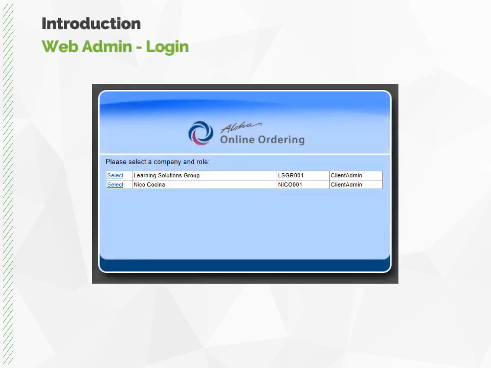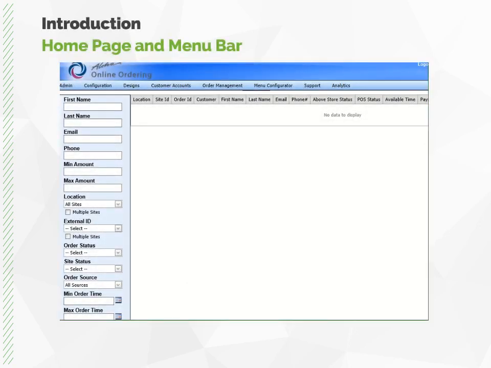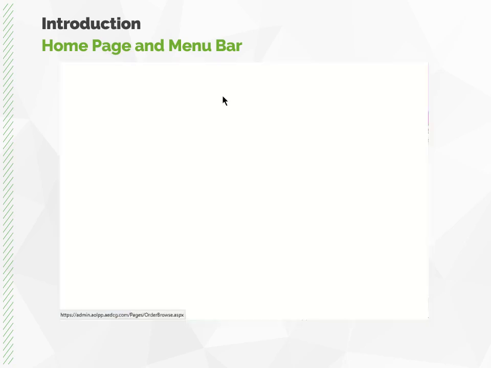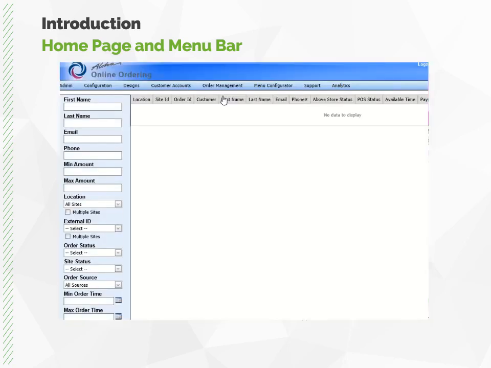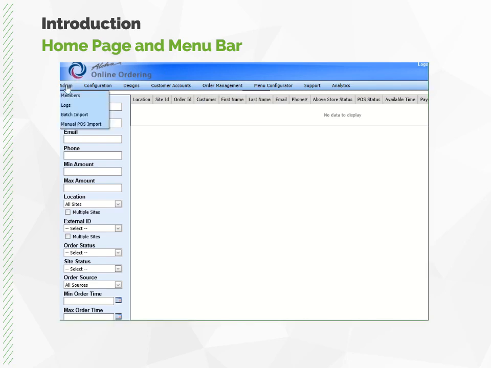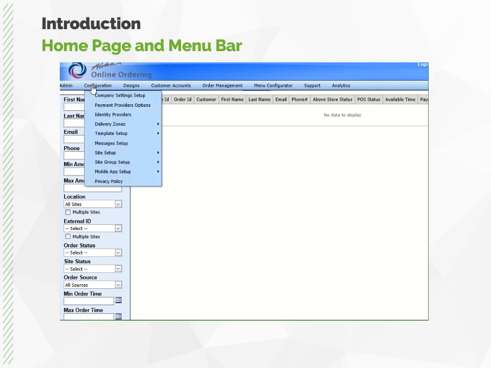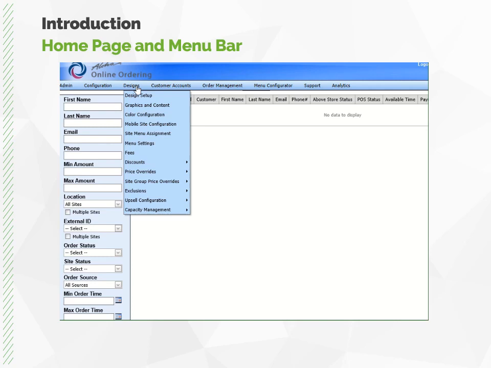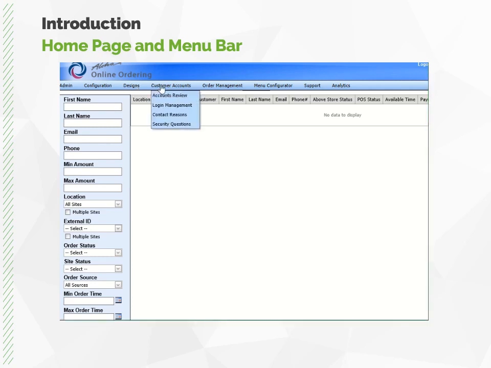After login, you will be asked to select a company and role. Selecting a company and role will bring you to the Orders Review page in Web Admin, which is listed under Order Management on the menu bar at the top of the screen. Each selection on the menu bar has a drop-down list containing several configuration choices for each selection. In this session, we will only cover those configurations that pertain to graphics and content.